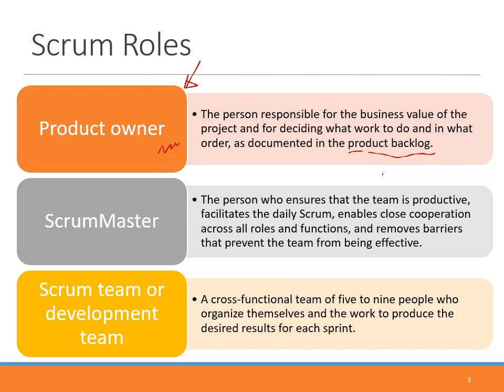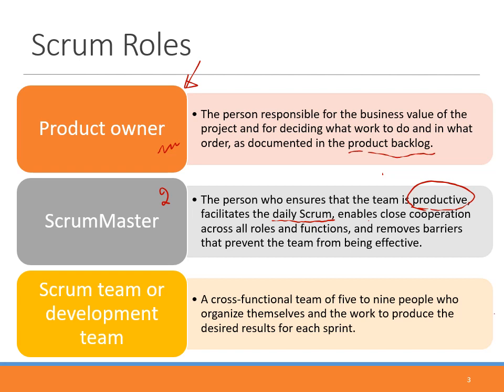The second role is Scrum Master. From the name, you can guess, right? He's the person who is the master of the whole Scrum process. Of course, his responsibility is to ensure that the team is productive. And he will facilitate what we call the daily meeting. Remember, we have a daily stand-up meeting, right? The Scrum Master will be facilitating this.